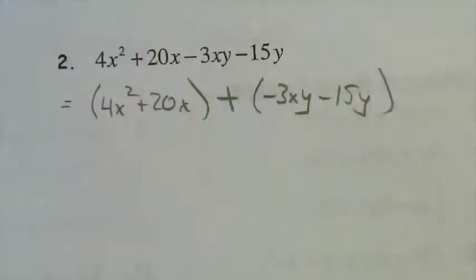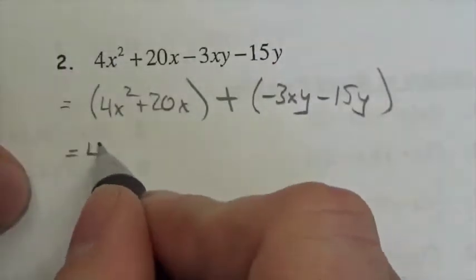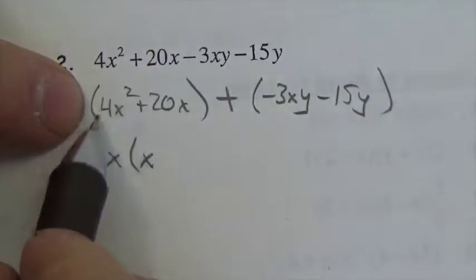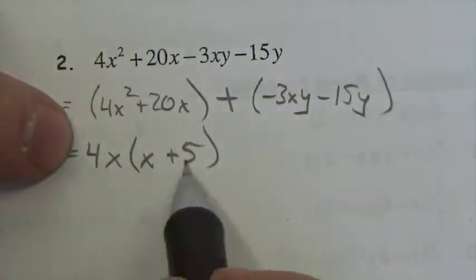Now, I look at each set of parentheses. What's common to 4x squared plus 20x? Well, there's a common factor of 4 and a common x, which is going to leave me with x left over here, a single x, and a 5. So 4x times x plus 5.